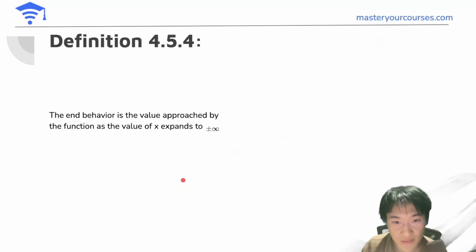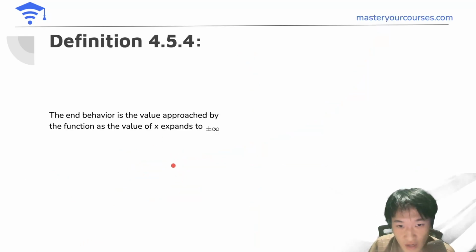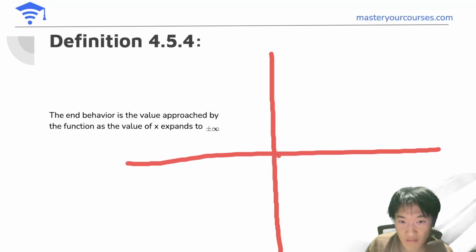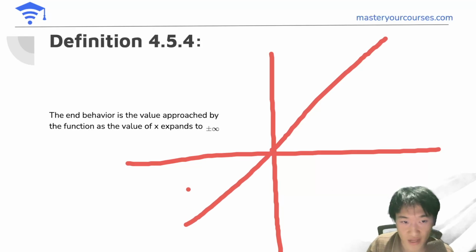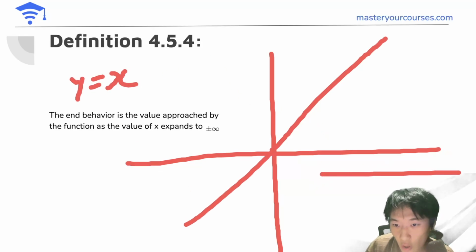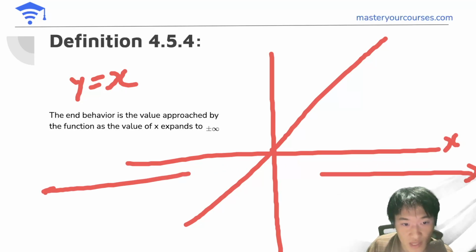Okay, so there's something called an end behavior, which we really want to be careful of when we think about graphing and classifying these exponential functions. The end behavior is just the kind of value approached by the function as the value of x expands to plus and minus infinity. So we're just basically asking, if we have a graph like this, for example, this is just y is equal to x, what happens if we go all the way as far as we can on the x-axis to the right and all the way as far as we can to the left? What's going to happen to our y value?